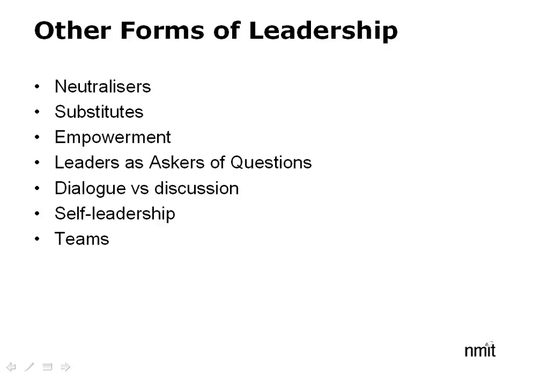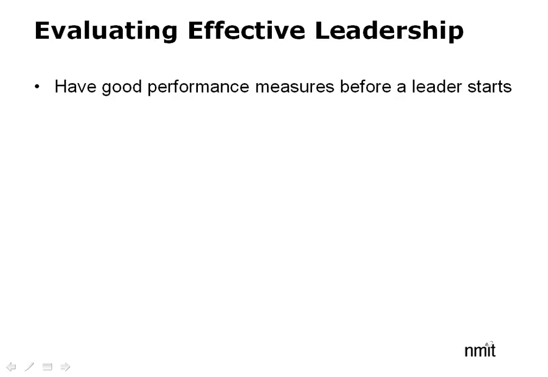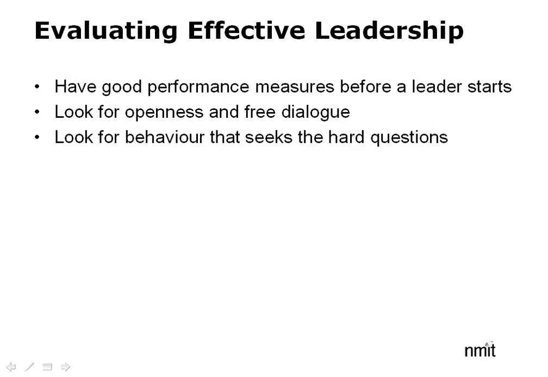There's one thing that we haven't looked at with transformational leadership thus far, and that is how you evaluate when leadership is effective. We often don't do that, and one reason why is we don't actually have good performance measures or good key performance indicators set up before a leader starts in a role, and we need to ensure that happens. We need to also look for openness and free dialogue, so there is actually good conversation happening, and everybody is allowed to have input. Nothing is secret. We should be looking for behaviour that seeks out the hard questions, that doesn't avoid them.